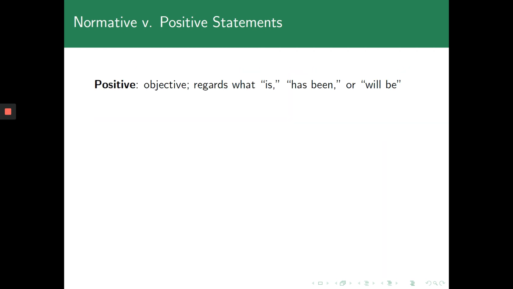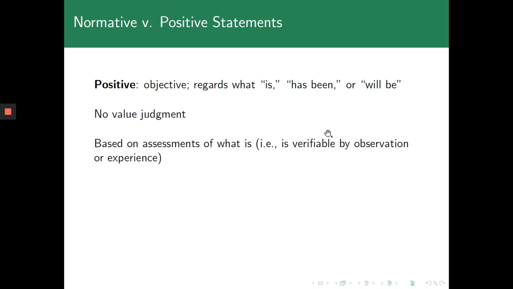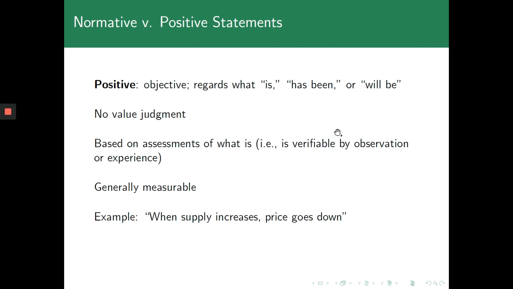Now, let's contrast this with a positive statement. Positive statements are objective. They regard what is, what has been, what will be. There's no value judgment here. We're not saying what ought to be. We're saying what is. They're based on assessments of what is. It's verifiable. We can observe or experience something and say, yeah, that's true. Because of that, they're generally measurable. An example here is when supply increases, price goes down. That's economics 101. Positive statements then can be false. We can prove them wrong. If somebody said when supply decreases, price goes down, that's wrong. That's just not how it works, and we can show that empirically.